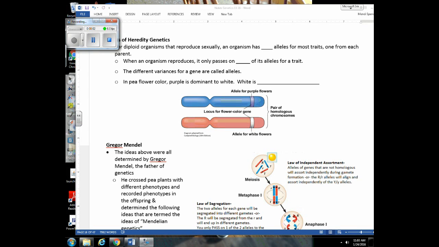Now we're going to get into some basics regarding hereditary genetics. We're going to talk about different types of inheritances, and then we're going to relate this to chi-square, and eventually you're going to be set up so that you can do the fruit fly virtual lab.